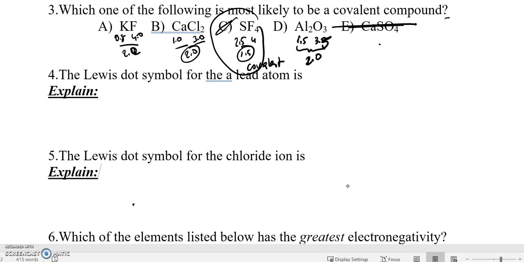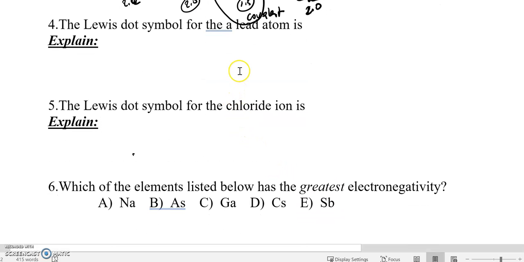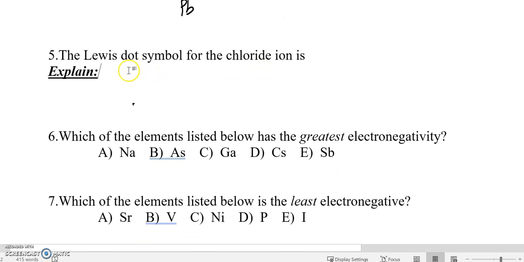Alright, question number 4 is asking you to write the Lewis dot symbol. What you do is write the electron configuration. I'm just going to skip this question. I'll use the symbol for the chlorine atom, the chloride ion. So we have a chloride ion here.